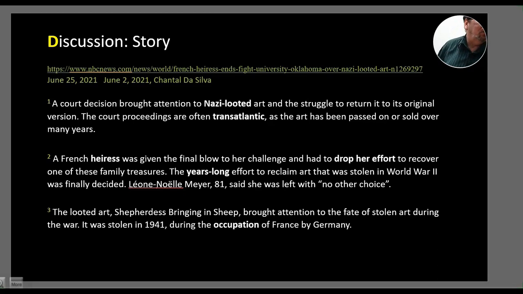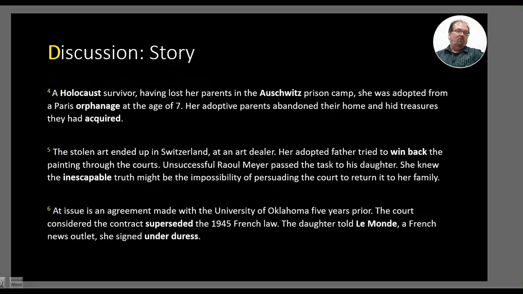Léon Noël Mayer, 81, said she was left with no other choice. The looted art, Shepherdess Bringing in Sheep, brought attention to the fate of stolen art during the war. It was stolen in 1941 during the occupation of France by Germany.